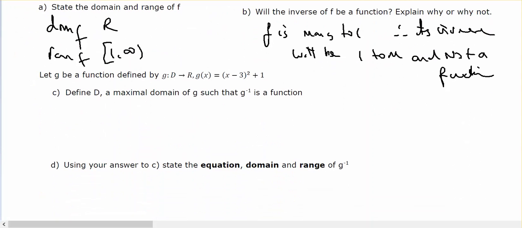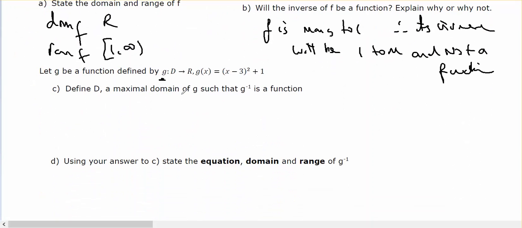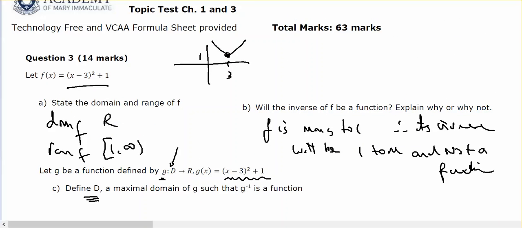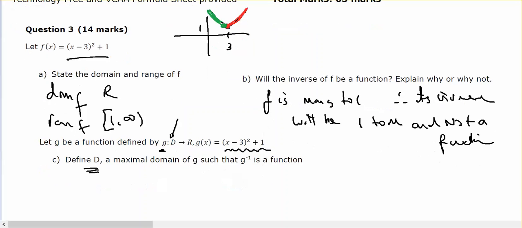Okay, so now the question changes to defining g, which has the same rule as f, but a different domain. And I've got to come up with that domain that will mean that g will have its inverse as a function. So I need to make it 1 to 1, and I can do that in two ways. I can choose these values in the domain, or I can choose these values in the domain, and both of them are maximal domains. It doesn't matter which one you pick. I'm going to pick the domain from 3 to infinity.